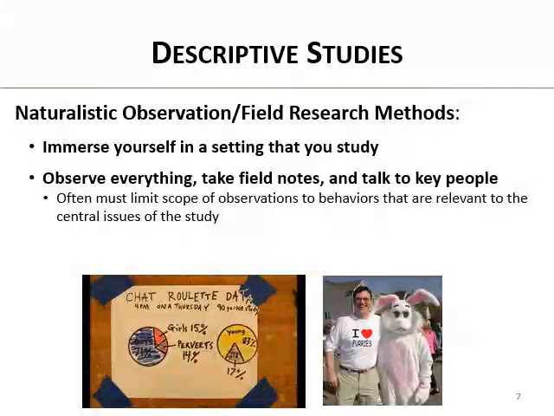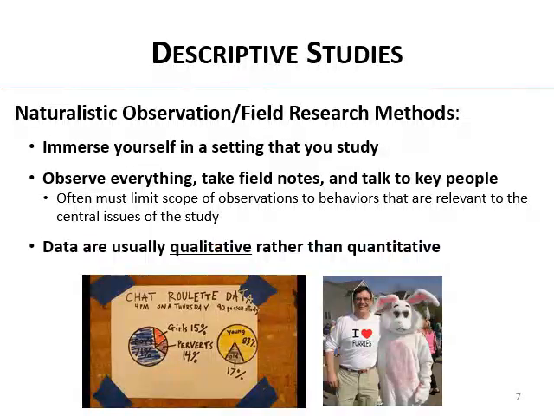And you frequently actually have to limit the scope of your observations because there's so much going on that you need to sort of limit things down to just the behaviors that are the most relevant to what you're interested in for your study. So the data are usually qualitative, so you're coming up with themes of things you see rather than quantitative. You're not getting means, you're getting general themes of things.